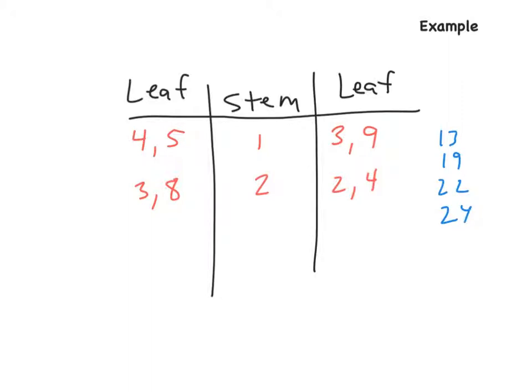It's basically the same exact thing, but this time the leaf is on the left side. So you still use the stem, and then you still use the leaf. So it's the numbers 14, 15, 23, and 28. It doesn't matter which side the leaf is on. Just remember the stem is the greatest place value.